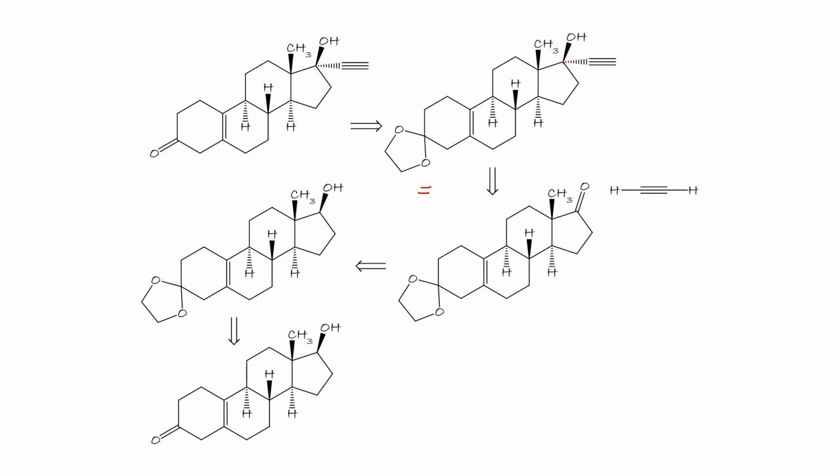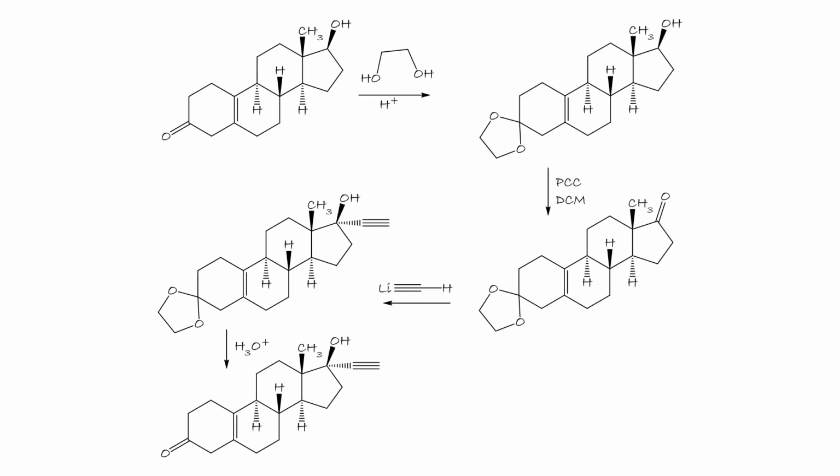and we can get this one now from the reaction of the acetylide with carbonyl, right? And we can get this from the alcohol, and this alcohol with a protected carbonyl, we can get it from our starting material available.